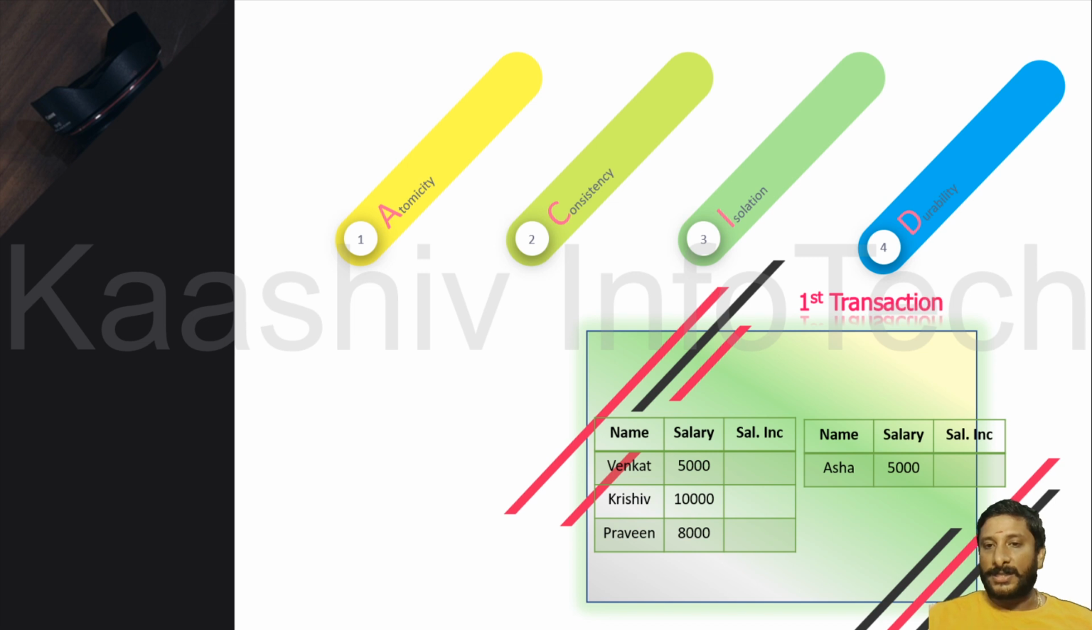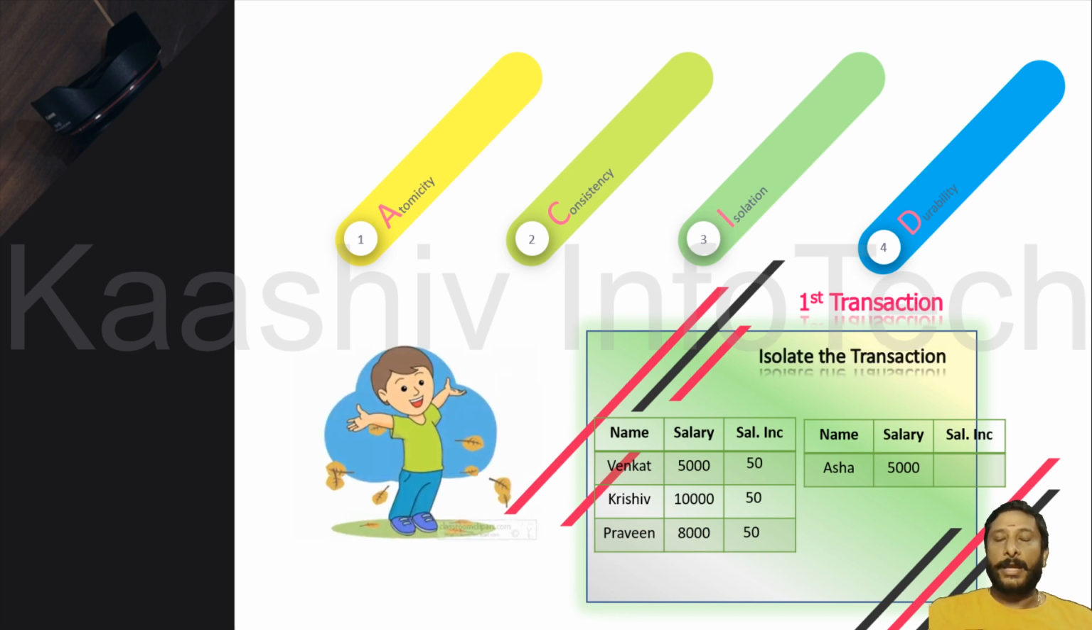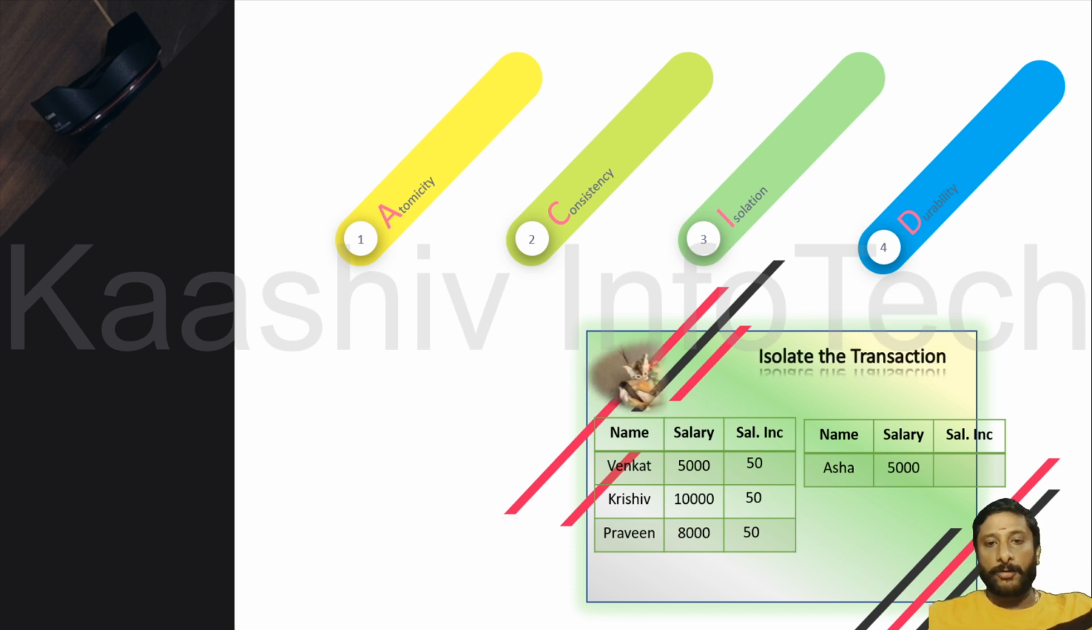You can see the first transaction where all the male people are there. We are providing the gents 50 rupees, 50 rupees and 50 rupees increment here. Isolate the transaction, divide the transaction, boys and girls. If there is a condition like that, in my company, I'm giving 100 rupees for these people and 50 rupees for these people. So divide the transactions, do this one separately and that one separately.